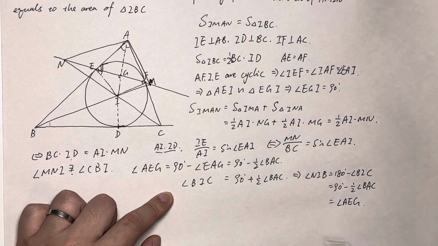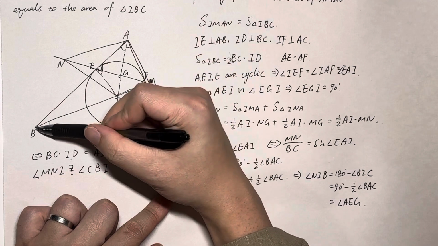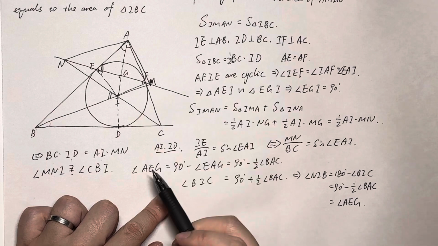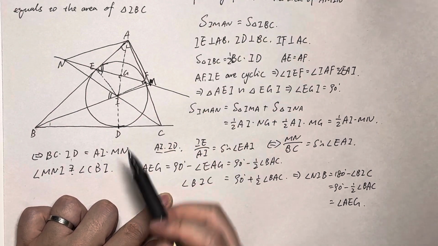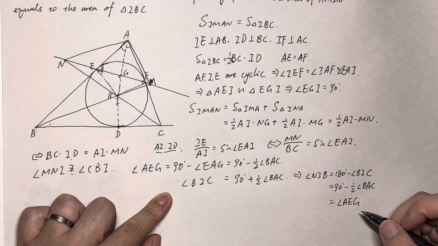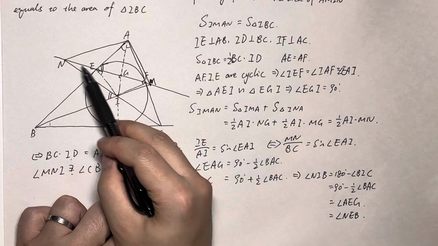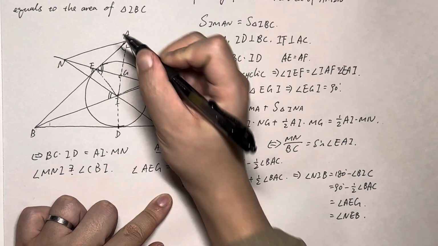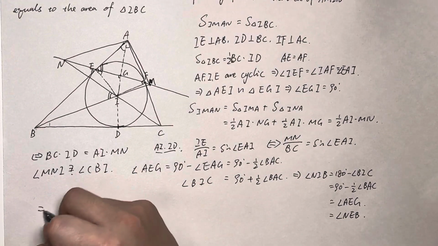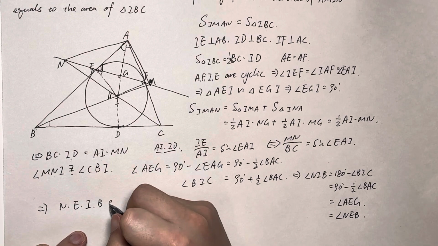Right? So this angle NIB equals angle AEG. Right? NIB equals angle AEG. And angle AEG equals angle NEB, so it equals angle NEB. Now we know that angle NEB equals angle NIB, which means N, E, I, B are cyclic.